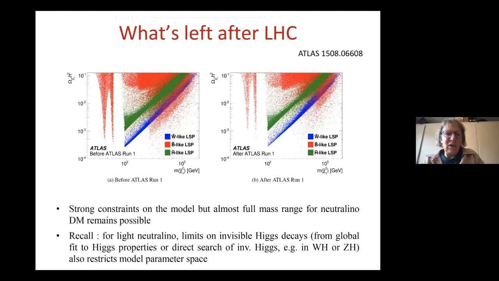On the left are all the predictions for the pMSSM model, where they impose only the upper limit on the relic density. This plot is color-coded as a function of the nature of the dark matter. We see in red a dominantly BINO LSP, it's not pure BINO, in green a Higgsino LSP, and in blue a WINO LSP. So in there are summarized all the features we have discussed so far.